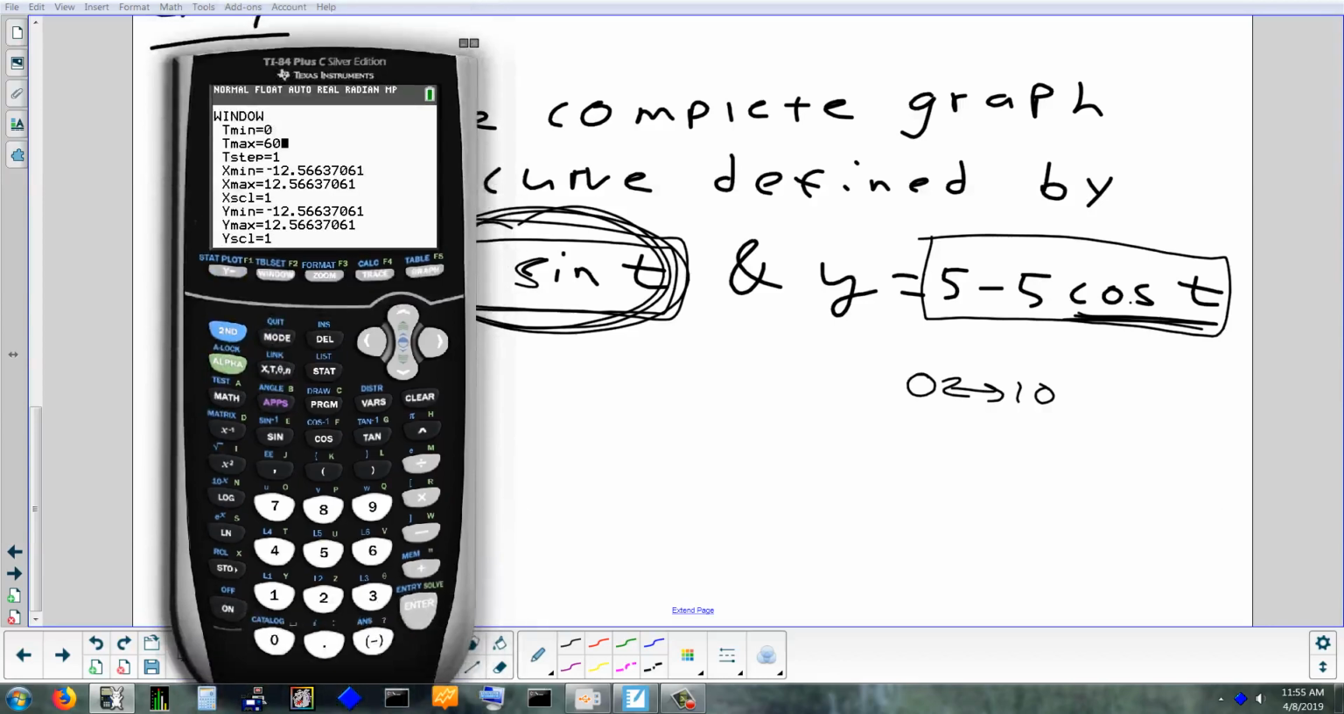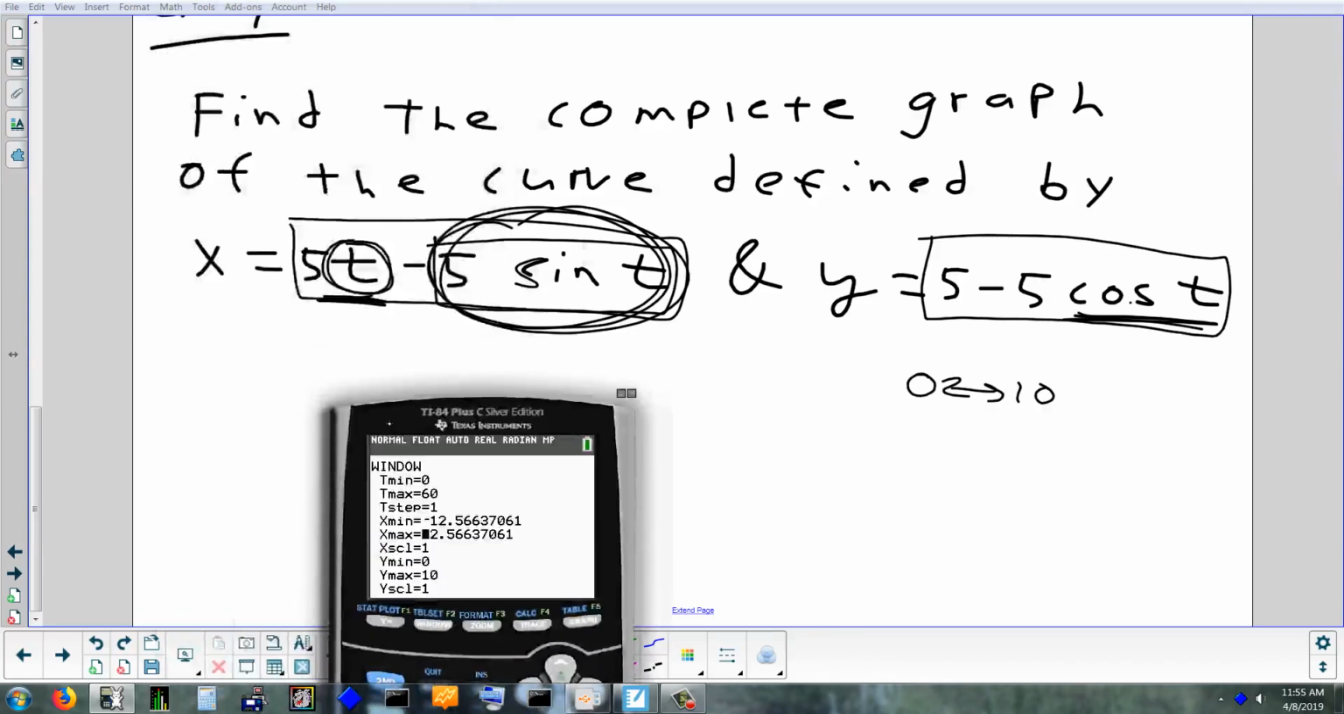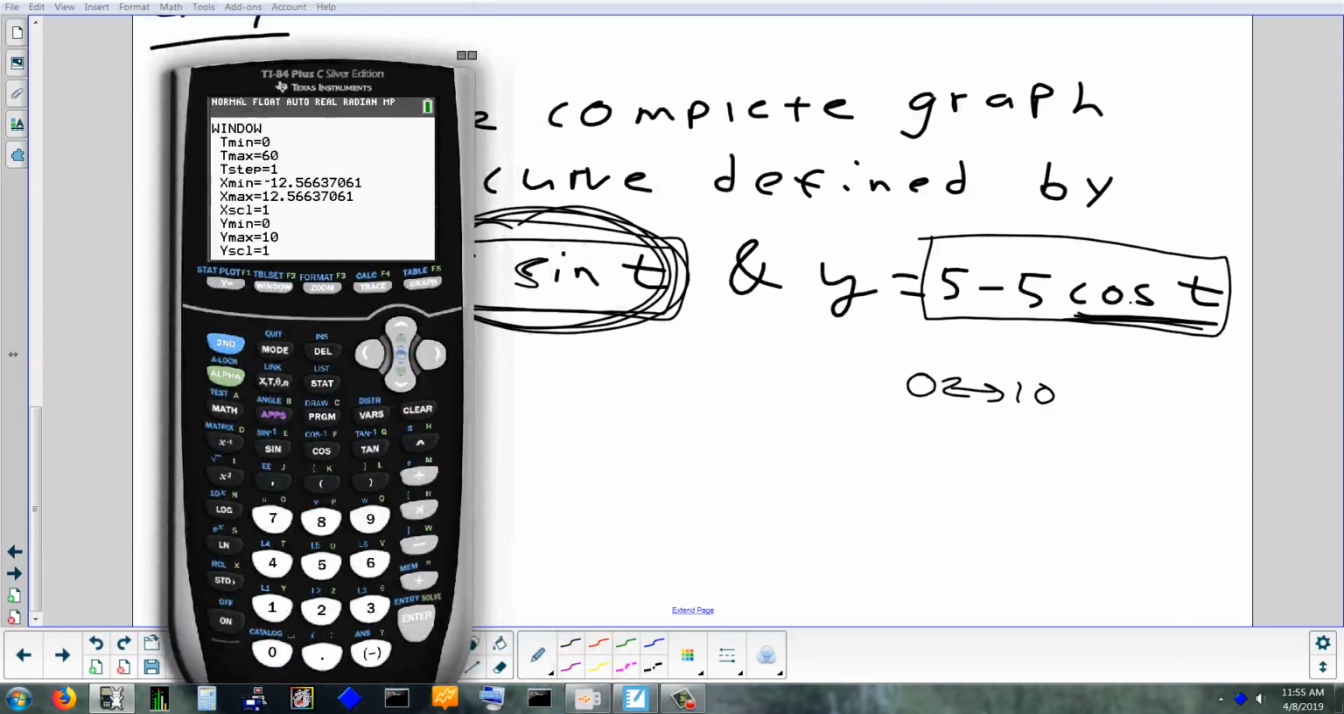Now, y's, those are good. They're always between 0 and 10. But x's can get pretty big. I'm letting t be 60. 5 times 60 is 300, plus or minus 5. So I should probably let my x values go to like 310, and let's see what happens. X min, I'm just going to put it at 0, and you'll see what happens.